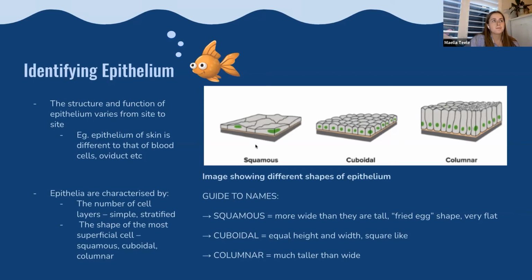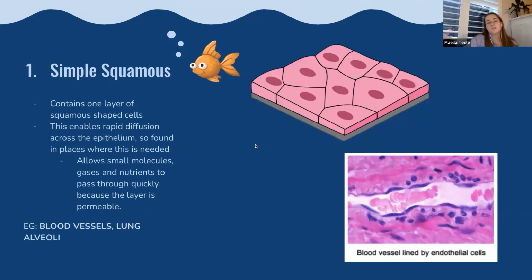So we've got simple squamous. This is the first membrane type that you need to learn about. It's very simple, one layer of squamous shaped cells, which enables rapid diffusion across the epithelium. So this is found in places where rapid diffusion is needed. Examples are blood vessels and lung alveoli, because you need materials to diffuse very quickly across both of those. The layer is very permeable because it's so thin, and it's just squamous shaped cells. If you have a look at this image here, you can see the epithelial layer there.